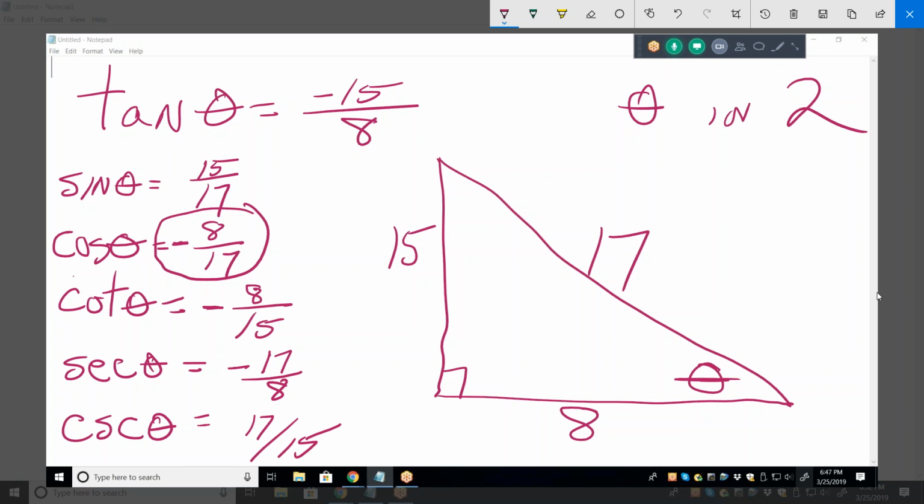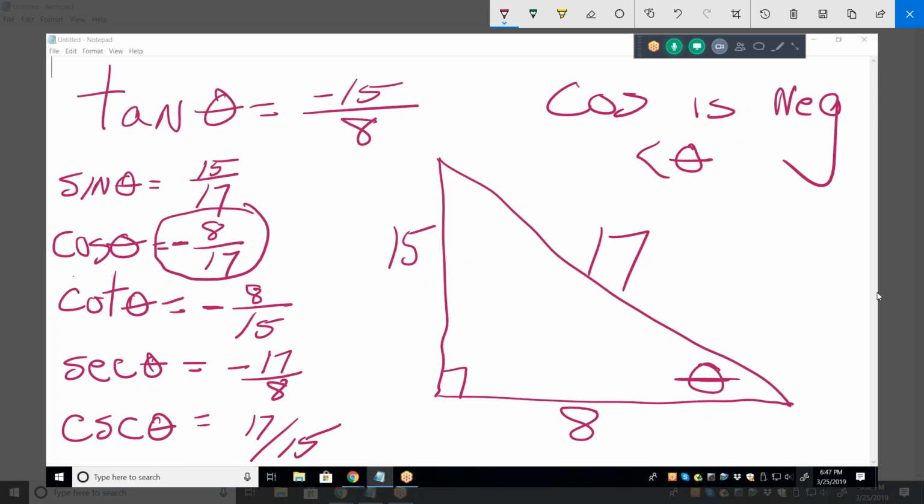And they won't always tell you it's from the second quadrant. They might say cosine is negative. And between tangent being negative and cosine being negative, that's the same as telling you it's in the second quadrant. They might say theta is greater than pi over 2 and less than pi. That's in the second quadrant.